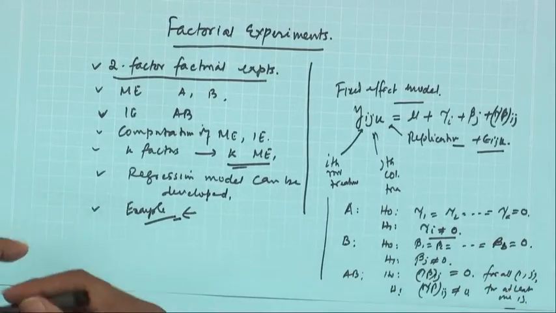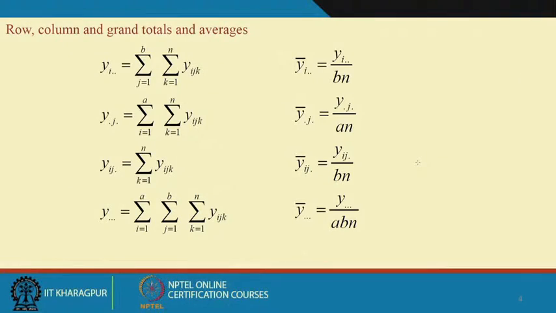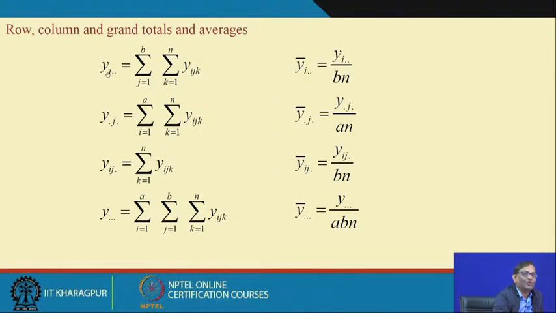Now, given the table of data, or the observations, we want to compute the different parameters or statistics related to the experimental data. y_i.. is the ith row total, y_.j. is the jth column total, y_ij. is the row-column combination, that is the cell total, and y_... is the grand total.